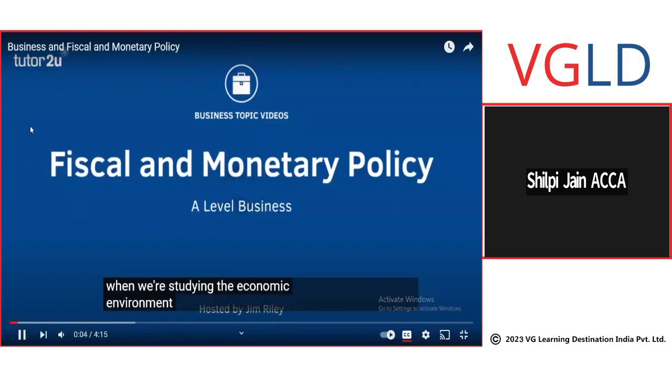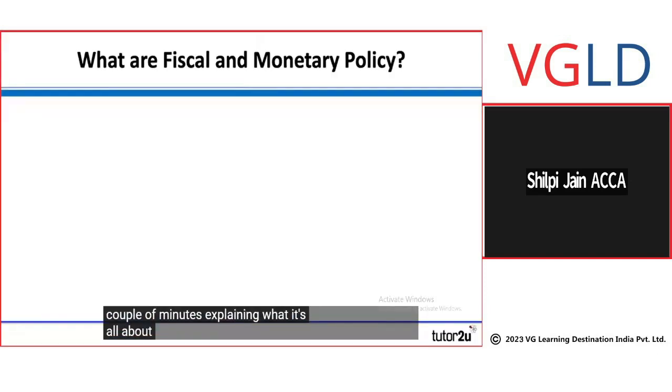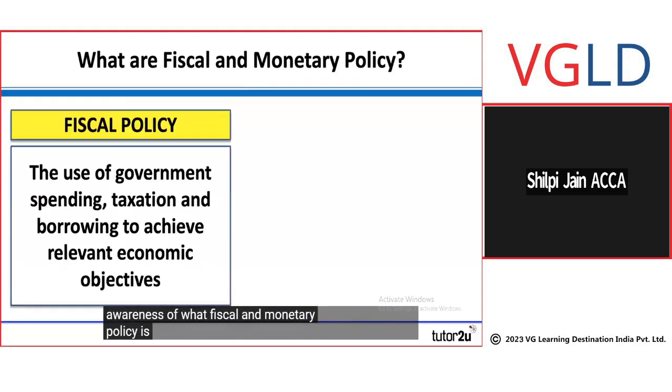The economic environment. In A-level business, we'll come across a concept called fiscal and monetary policy. So let's just spend a couple of minutes explaining what it's all about. Don't forget, this isn't A-level economics. We don't need to know the detail of this aspect, just an awareness of what fiscal and monetary policy is.